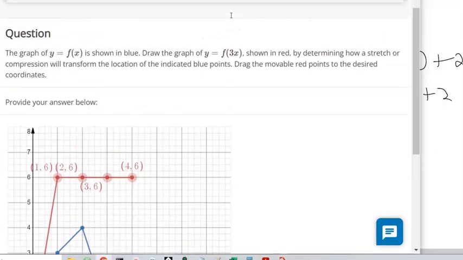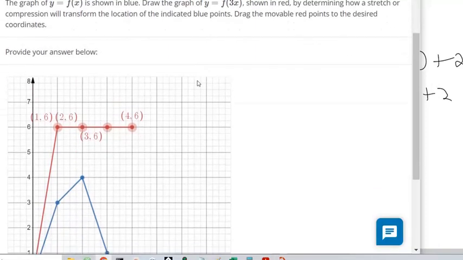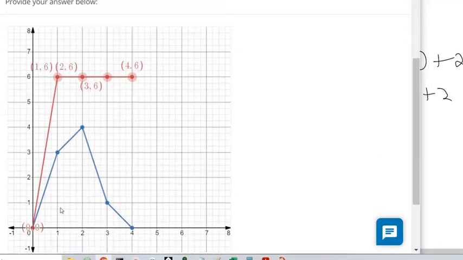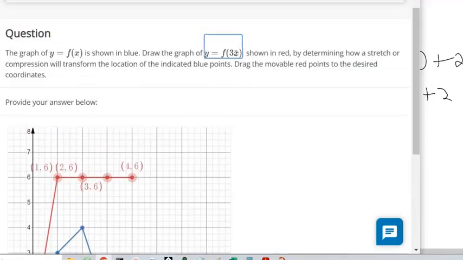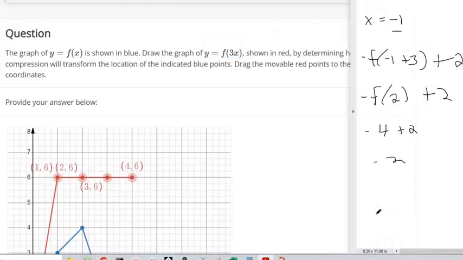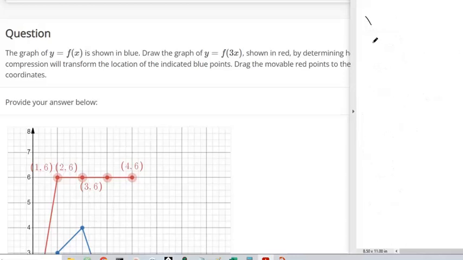Okay, so we're supposed to graph f of 3x. So here's what you can do. Look at the blue line. The first x coordinate we're given is at x equals 1. If you plug in 1 in here, 1 times 3 is 3, so you're looking at f of 3. So when x equals 1, we're going to get the f of 3.